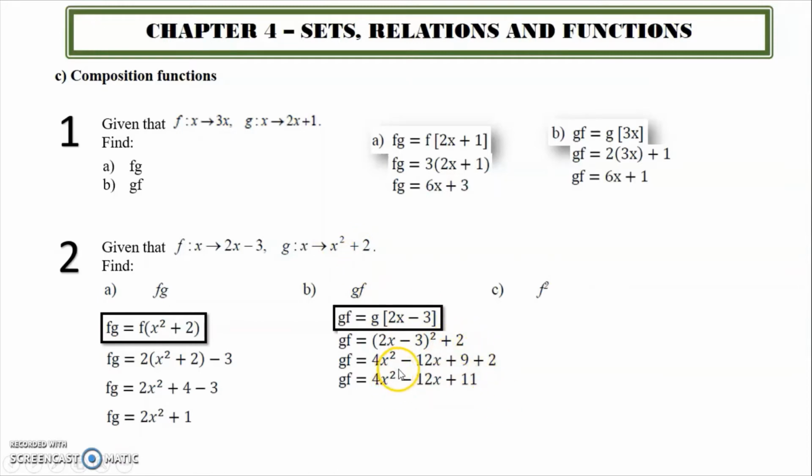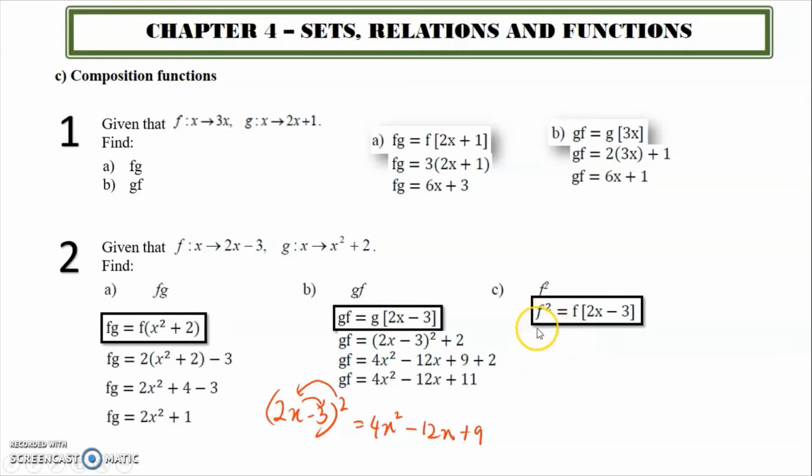Okay, lepas tu kita kena simplify. So yang ini kena expand dululah. 2x tolak 3 expand. So cara nak expand dia adalah 2x kuasa 2. So dapat 4x kuasa 2. Lepas tu 2 darab 2x darab negatif 3. So dapat 12x. Lepas tu negatif 3 kuasa 2 dapat 9. So belakang dia ada tambah 2. So follow tambah 2. Okay, lepas tu simplify, 4x square tolak 12x tambah 11.